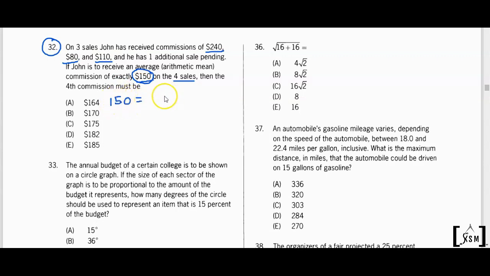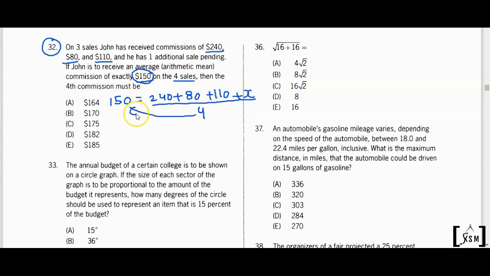To find the average, we add up the 3 sales. So 240 plus 80 plus 110 plus X. X is the fourth sale. And their average is 150 as per the question. So we'll have to solve for X.